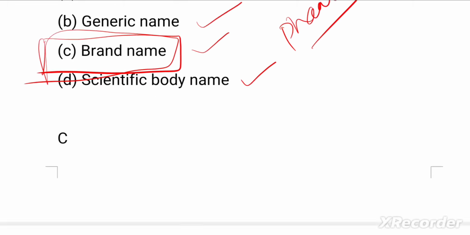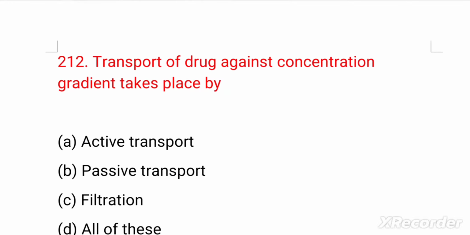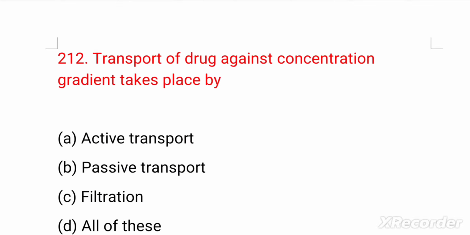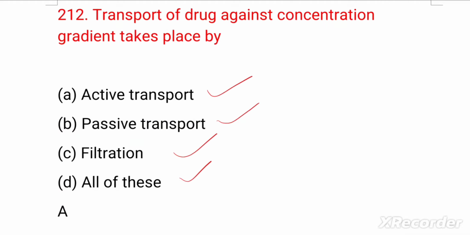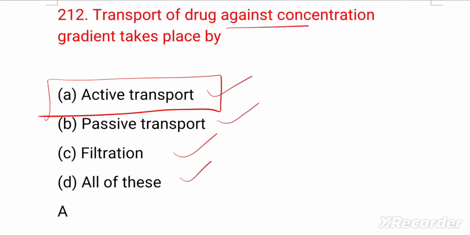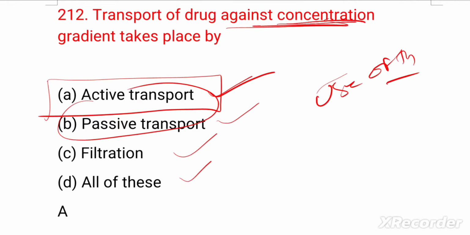Next question: transport of a drug against concentration gradient takes place by, options are active transport, passive transport, filtration, all of these. Answer is A, active transport. Transport against concentration means it is active transport. Transport with the concentration gradient is passive transport or facilitated transport.